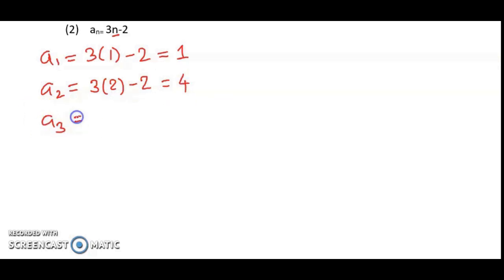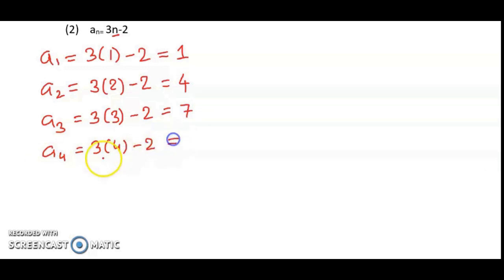Similarly to find out the a3, we will put 3 in place of n, so we will get 9 minus 2, that is 7. And a4, so we will put 4 in place of n, so we will get 12 minus 2, that is 10. So here we get the list of numbers 1, 4, 7, 10 and so on.